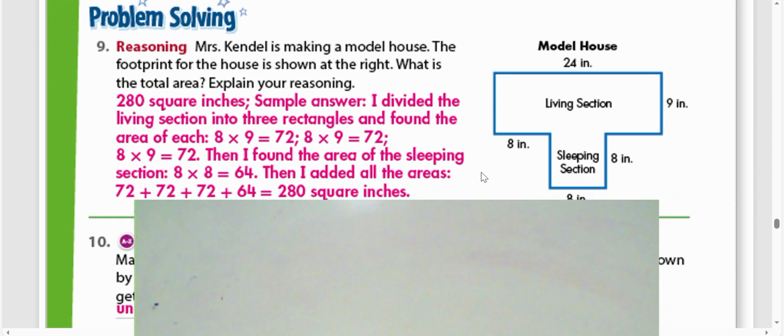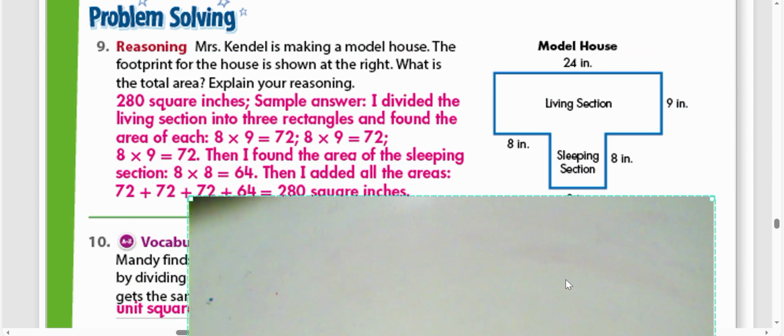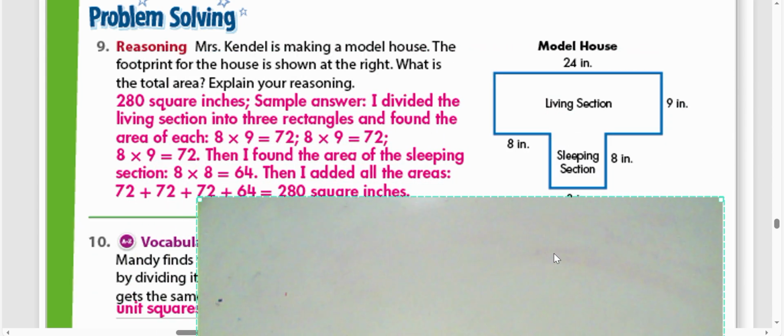Next question, solving problem. Miss Kendall is making a model house like this. The house footprint for its house is shown. What is the total area, and explain the reason? We can find the total area like this. Divide this shape about this place.